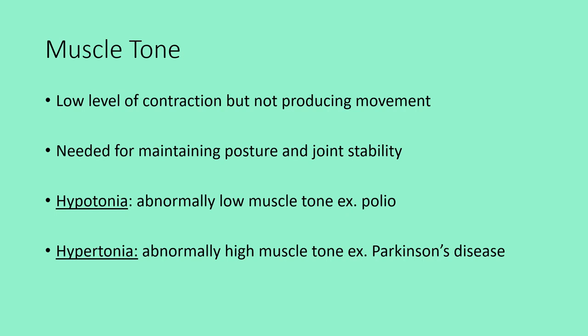Abnormally low muscle tone is hypotonia. An example of a disease where you would see this, thankfully not so much anymore, is polio. Unfortunately, polio has not been eradicated, and it is still around. Hypertonia is the reverse, where you have high muscle tone. An example of this would be Parkinson's disease.